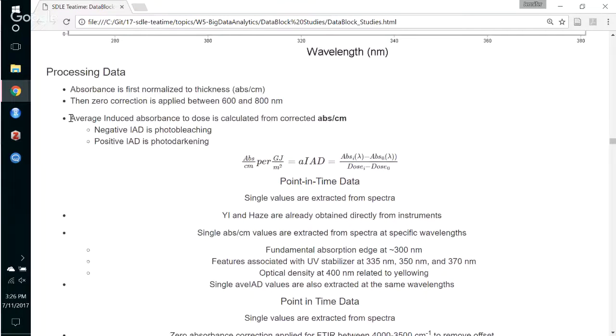And then the next thing is to calculate the average induced absorbance to dose. Induced absorbance to dose is basically a measure of how the absorbance is changing, the rate of change of the absorbance relative to the total amount of radiation that has been exposed to the material. If it's negative, if it's absorbing less over time, then it's photobleaching. If it's positive, if it's absorbing more over time, then it's photodarkening.